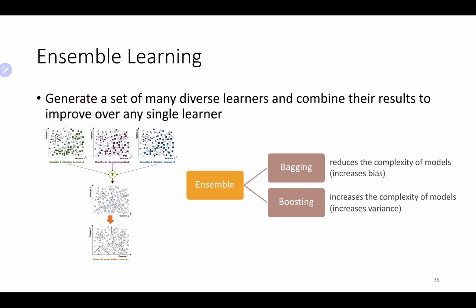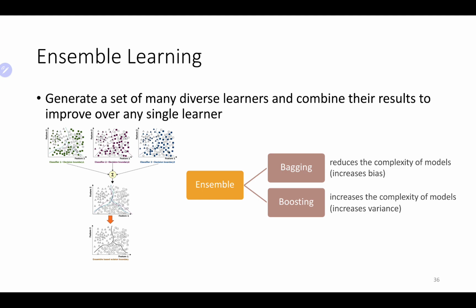All right, ensemble learning. So what is ensemble learning? It is to generate a set of many diverse learners and combine the results to improve over a single learner, right? That's the idea, basically putting together different models, and so at the end we take their combined effect as a final solution. All right, so generally there are two main different ensemble models. One is bagging, the other is boosting.